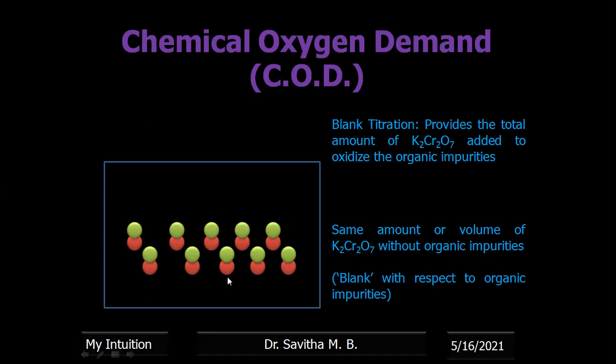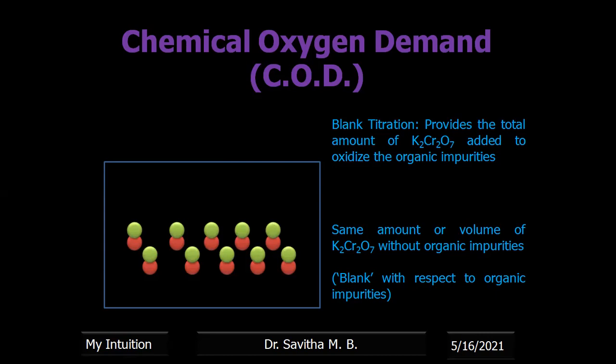Now this titration is called blank titration because it does not contain organic matter. It is blank of the organic matter or sample, right? So the first titration, back titration, gives you how much potassium dichromate is remaining after the reaction, and the blank titration gives you how much potassium dichromate you have actually added, right? So blank will always be higher than the back because in blank, no potassium dichromate is consumed, whereas in back, as much organic matter is there, so much potassium dichromate will be consumed.